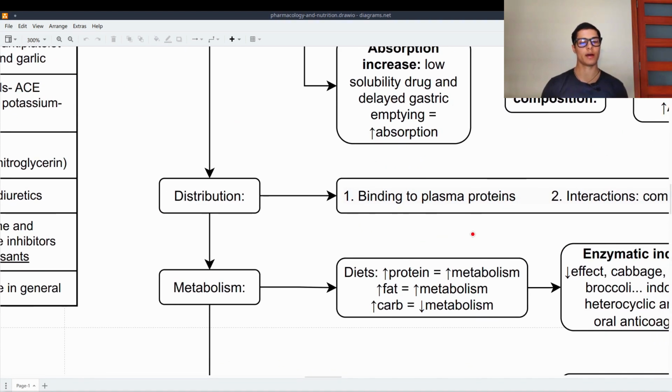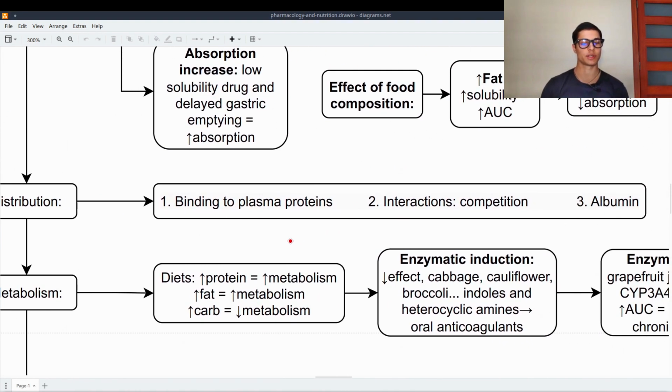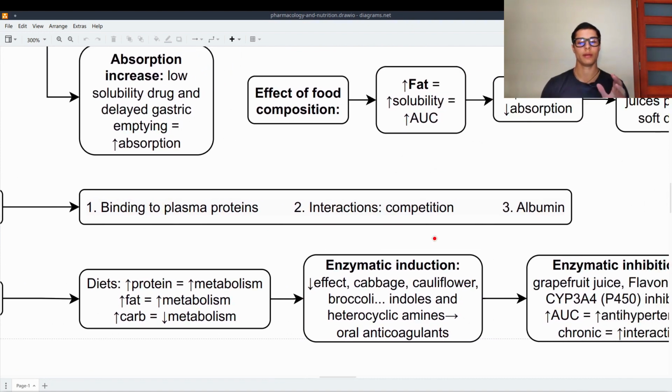Then distribution, we have binding to plasma proteins, with interactions such as competition for proteins, and albumin. This basically summarized is that to travel in the blood, there are some plasma proteins, and there is an interaction via competition, so drug versus nutrient. And albumin is one of the proteins involved in all of this.